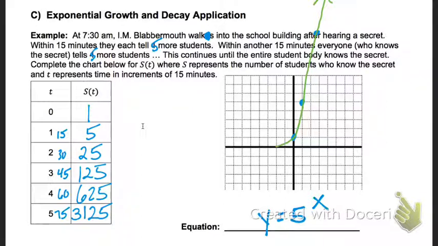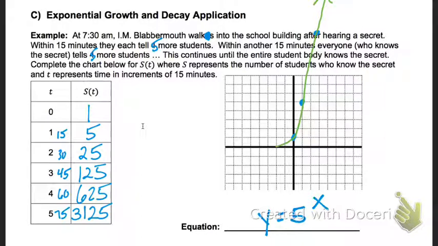Now, we're about to introduce something that I think is really cool. Is there ever a point where, like, 22 people know? Is there ever a point in time? Is there ever an exact time where 22 people know, or does it just jump from 5 to 25? It jumps from 5 to 25.